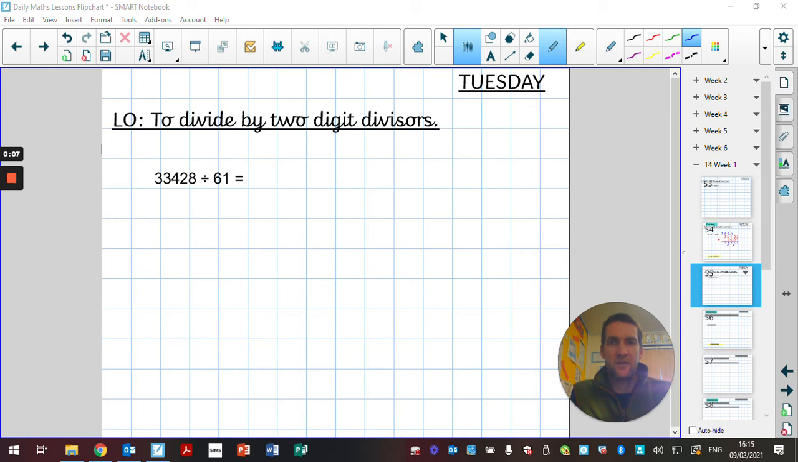Now, today we're going to be looking at dividing a number by a two-digit divisor. Now, we looked at it just before half term when we were looking at dividing a number by a one-digit divisor. And what we need to remember is nothing changes. We do the same steps to get our answer. We're just dealing with a bigger divisor, right, with more digits in.